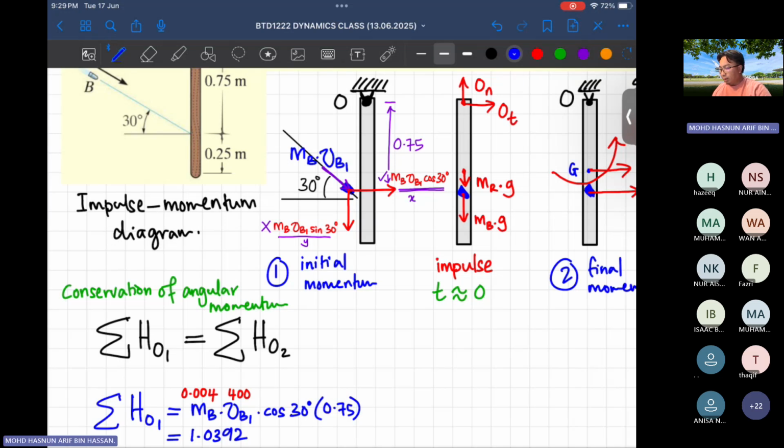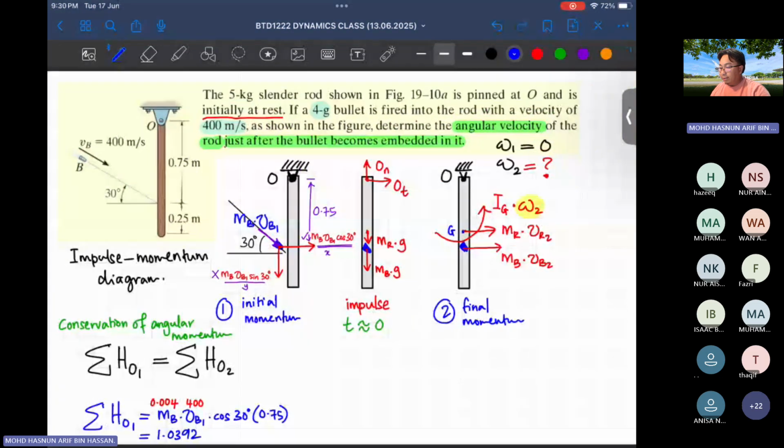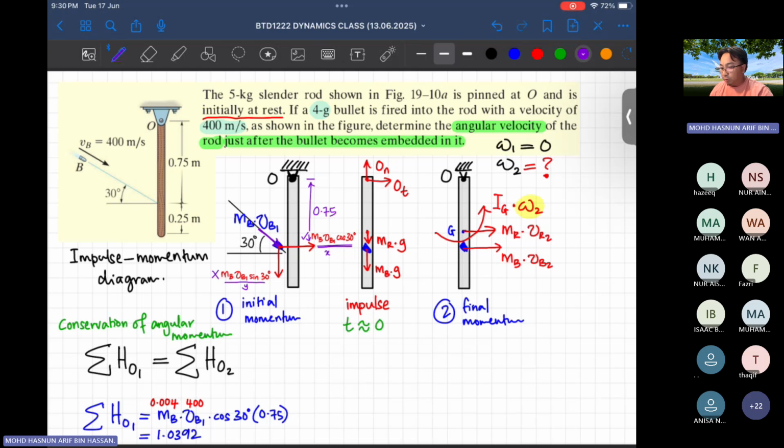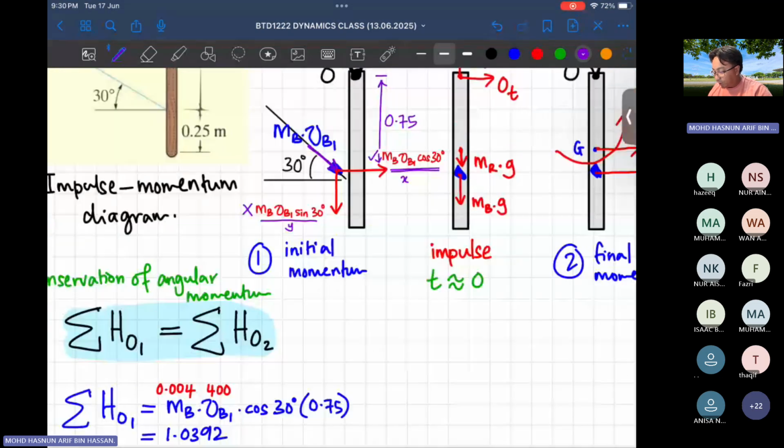Okay. So once we have HO1, the next step is to find HO2. Later we will combine them, because the conservation of angular momentum equation is the combination of these. HO1 is equal to HO2. So first we find HO1, which you have already calculated: HO1 is 1.0392. Now let's go to HO2. Okay, so now I will write here.